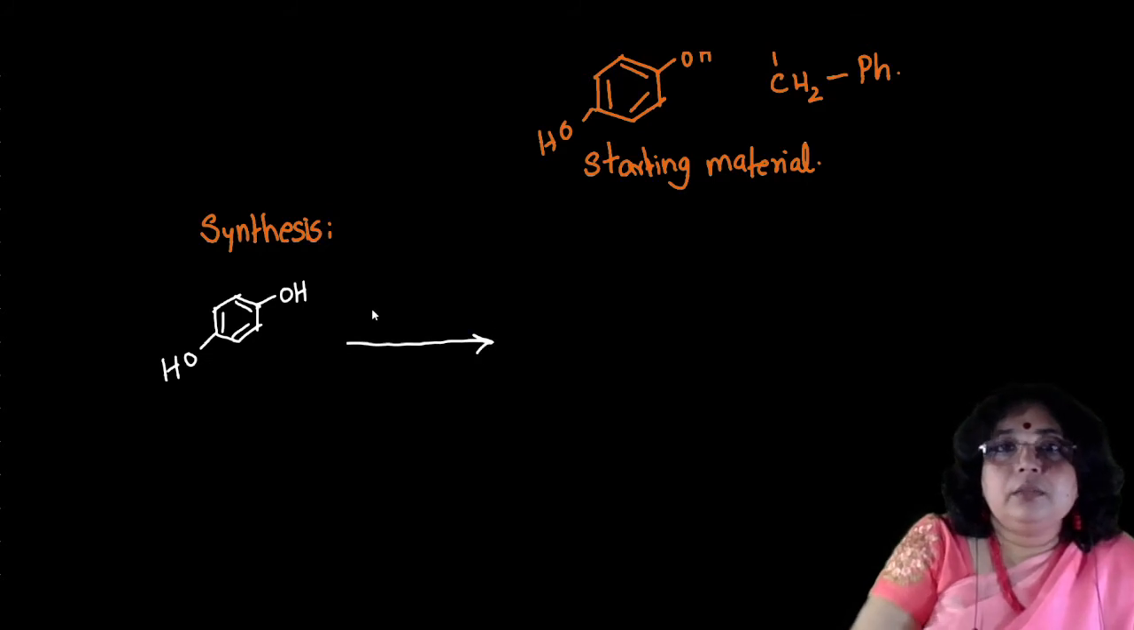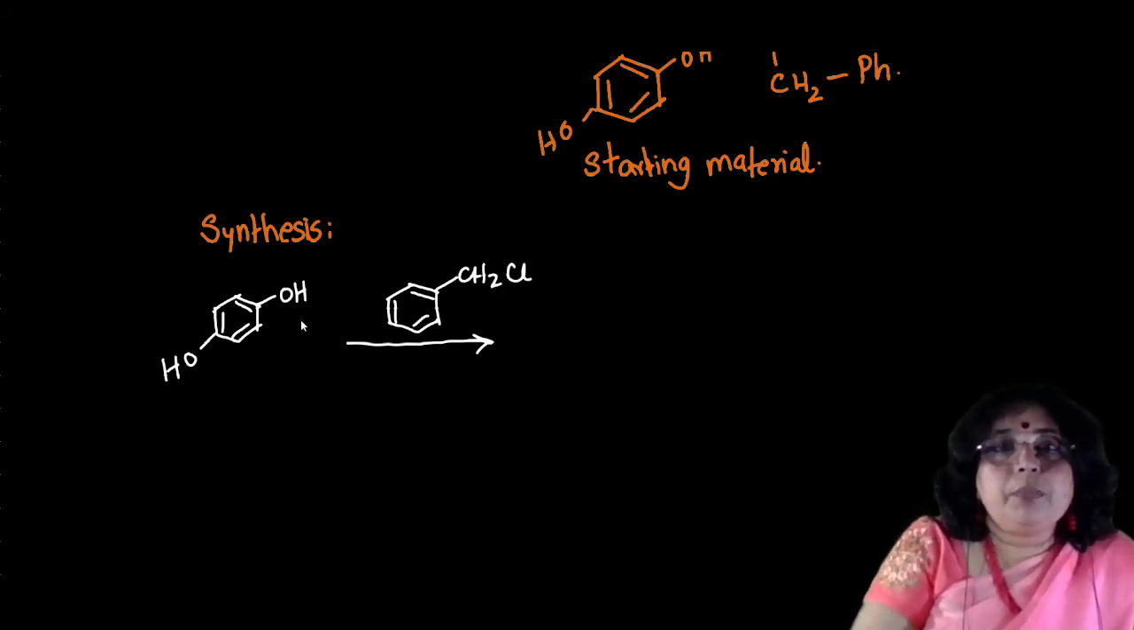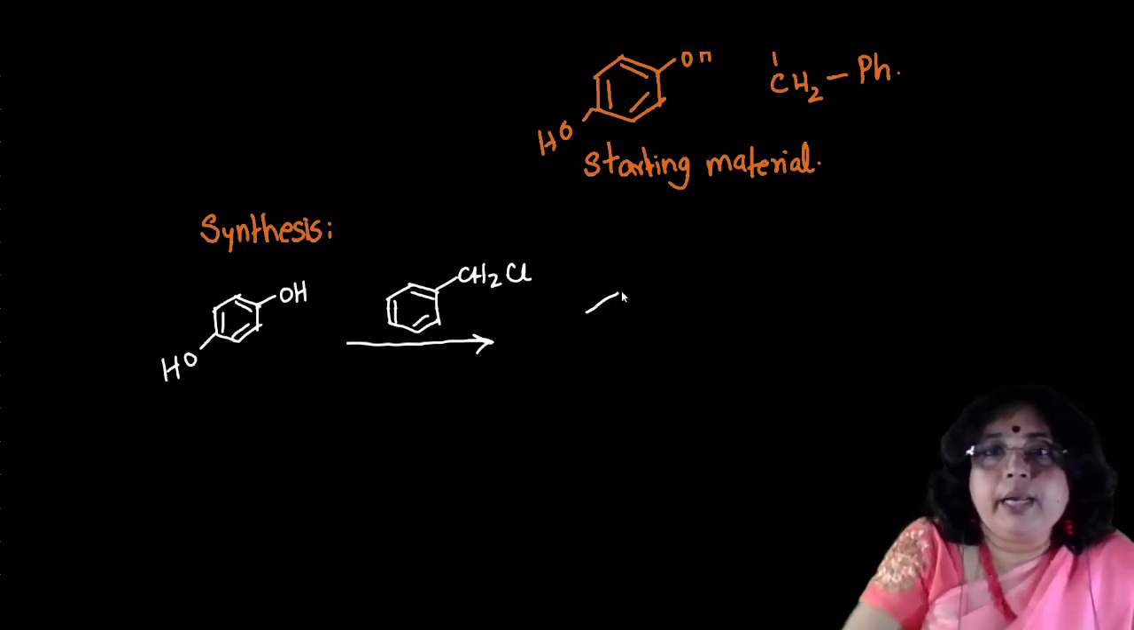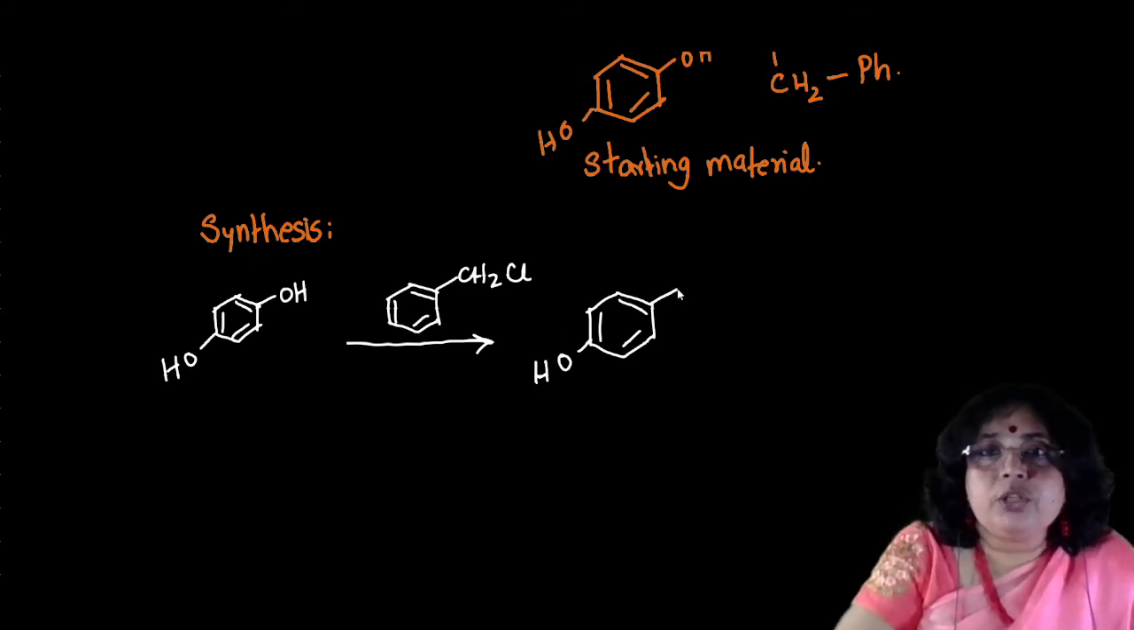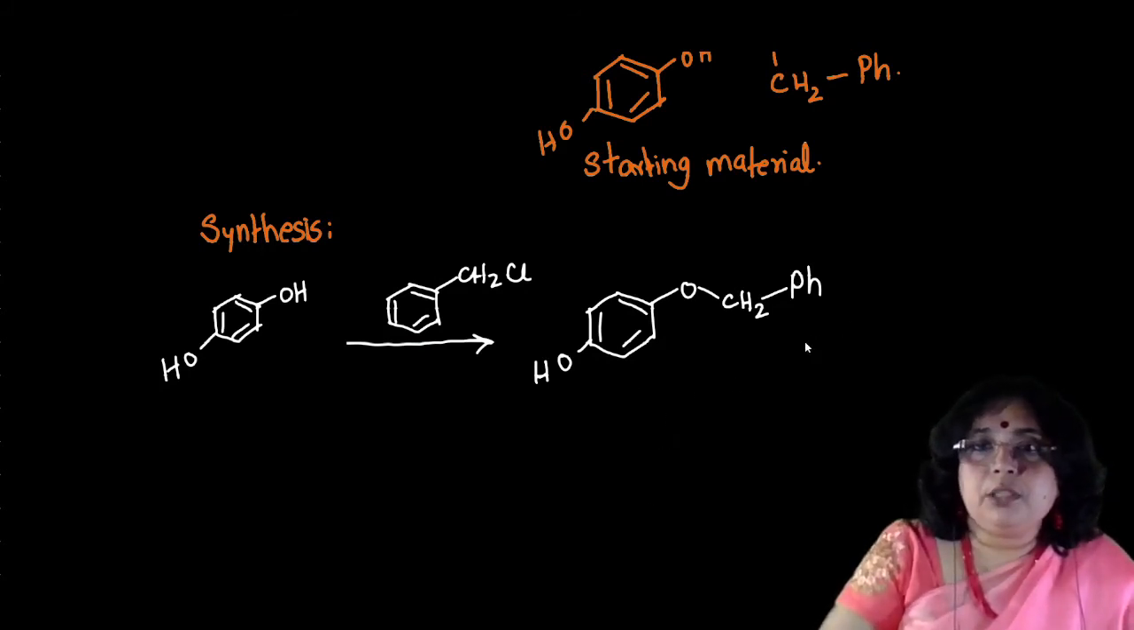Then I'll take benzyl chloride as another reagent. So this is a CH2Cl. So this part will now be benzylated. Both OH groups are equivalent, so we can consider any OH. So this OH is now protected over here. The benzylation of the OH takes place.